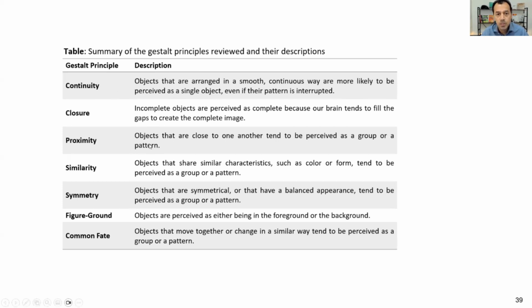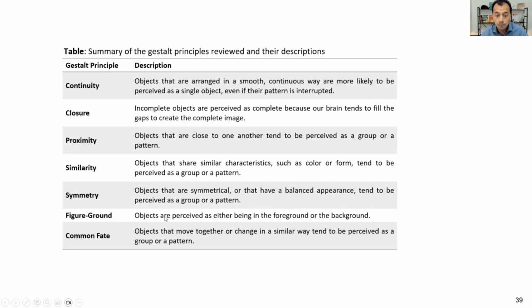The principle of proximity tells us that objects that are close to one another tend to be perceived as a group or as a pattern. Based on the principle of similarity, objects that share similar characteristics, for example, color or form, tend to be perceived as a group or pattern. Also, objects that are symmetrical or that have a balanced appearance tend to be perceived as a group or a pattern as well.